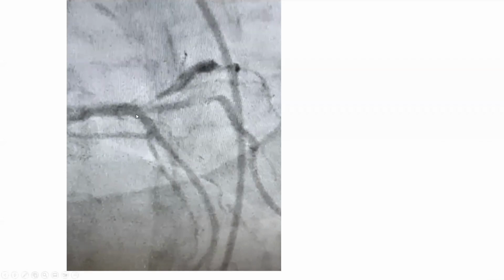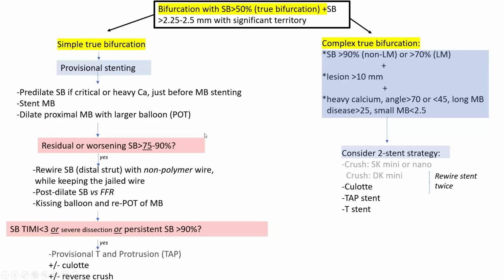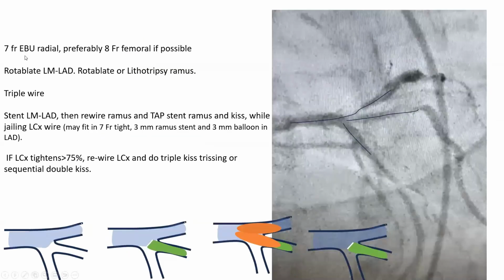And accounting for the fact that this is in fact not just a bifurcation, a trifurcation, this is my approach to this case. So I would do 7 French EBU radial access, but preferably 8 French femoral if it is possible. I would sequentially rotablate left main into LAD, then left main into the ramus, or you can do rotablation left main LAD and lithotripsy the ramus if you want to simplify things. Then after that, you will triple wire.